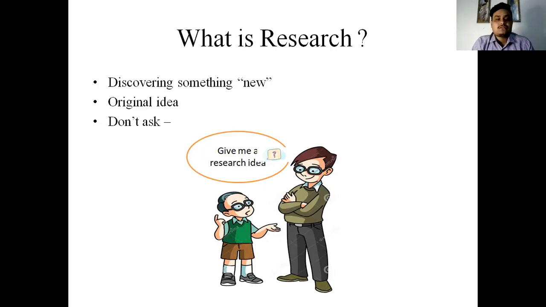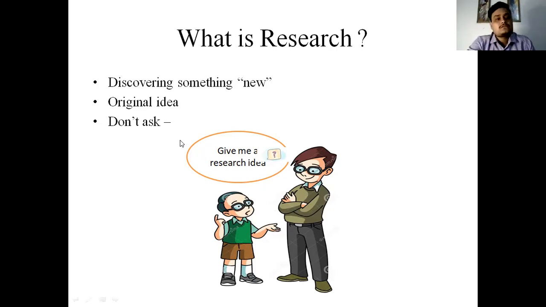Generally, when we are in the undergraduation or the postgraduation or in the clinics, a number of times fellows or students are asking for a research idea. So don't ask for a research idea, because borrowing an idea from anyone else will not help you in scientific research.